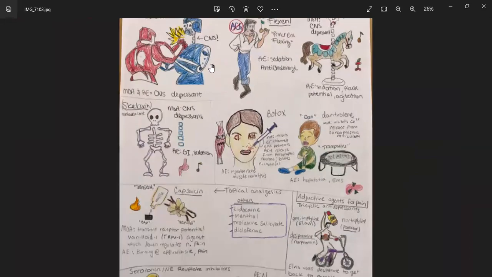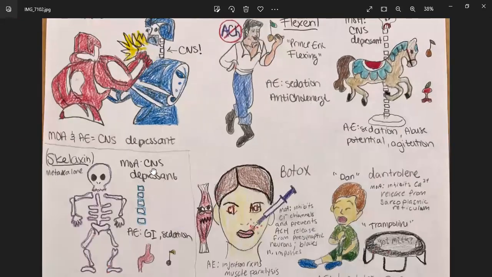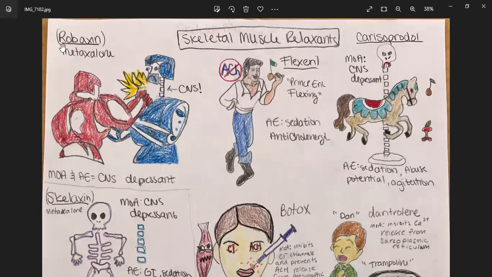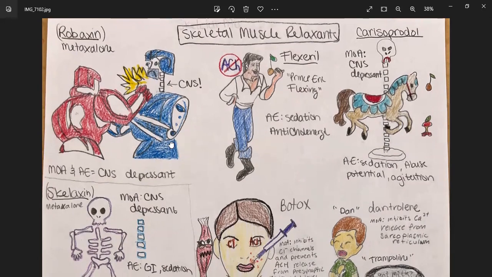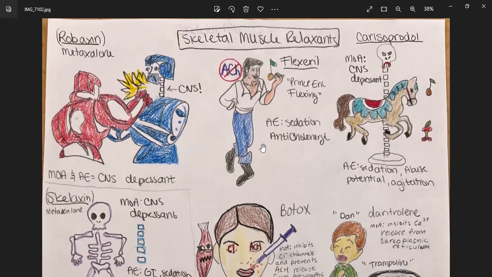More skeletal muscle relaxants. We have robots that are fighting, so robots for Robaxin. It said in the notes that both the mechanism of action and the adverse effects are CNS depressant. Don't really know how that makes any sense, but this robot looks like he's depressed, and there's his central nervous system. Not really his central nervous system, but you get the point. Then we have Prince Eric from The Little Mermaid, and he is flexing for Flexeril.